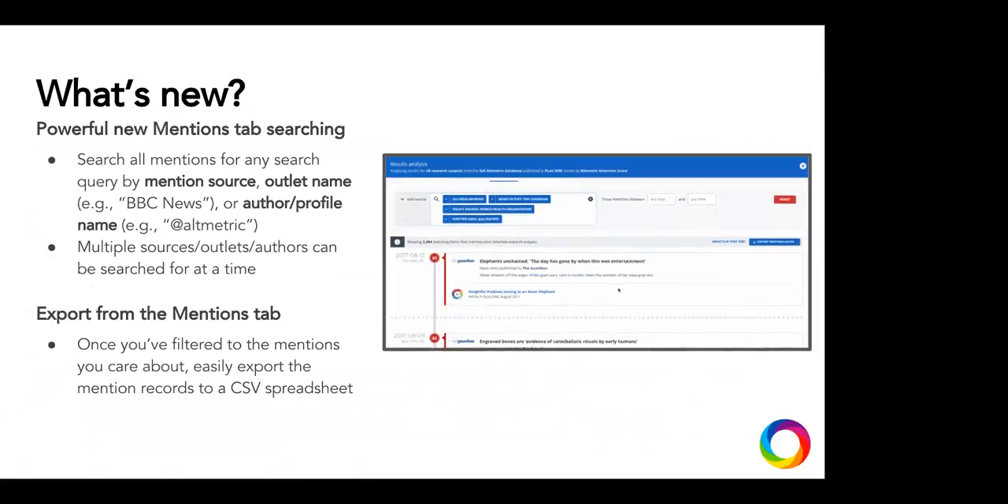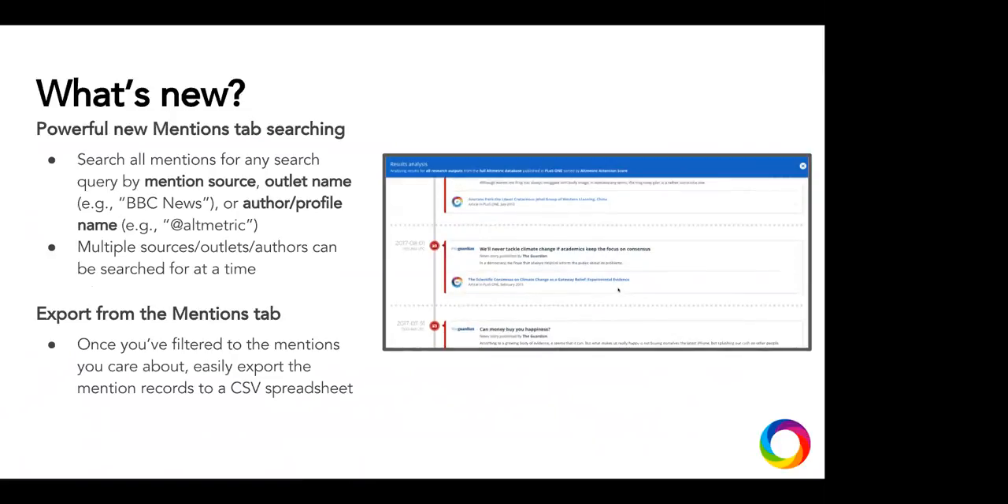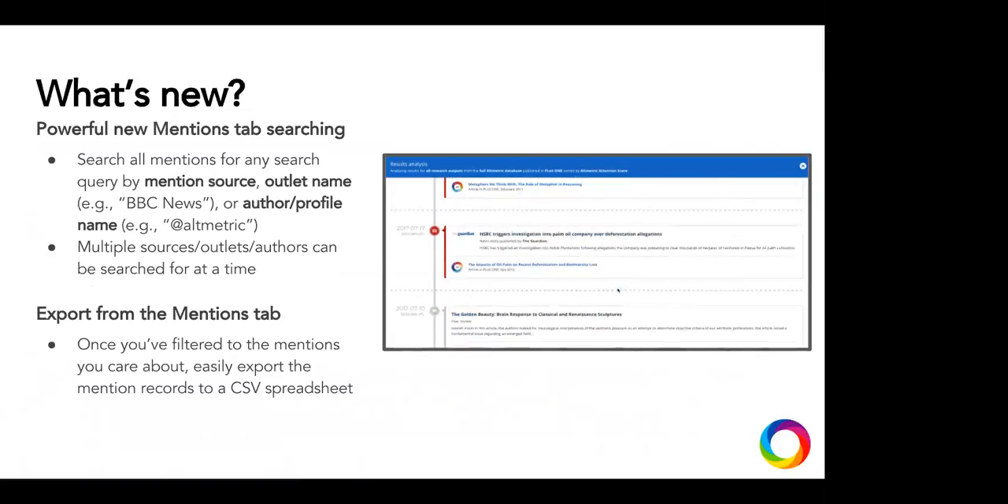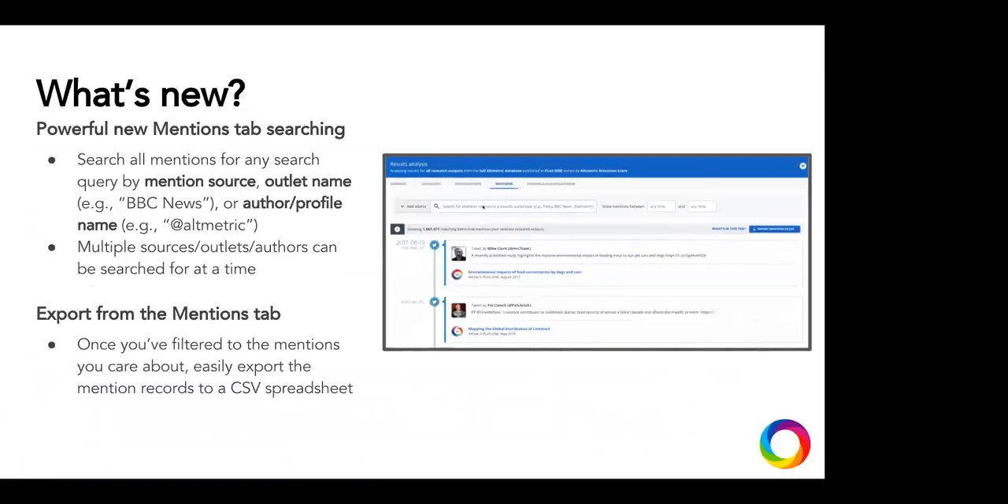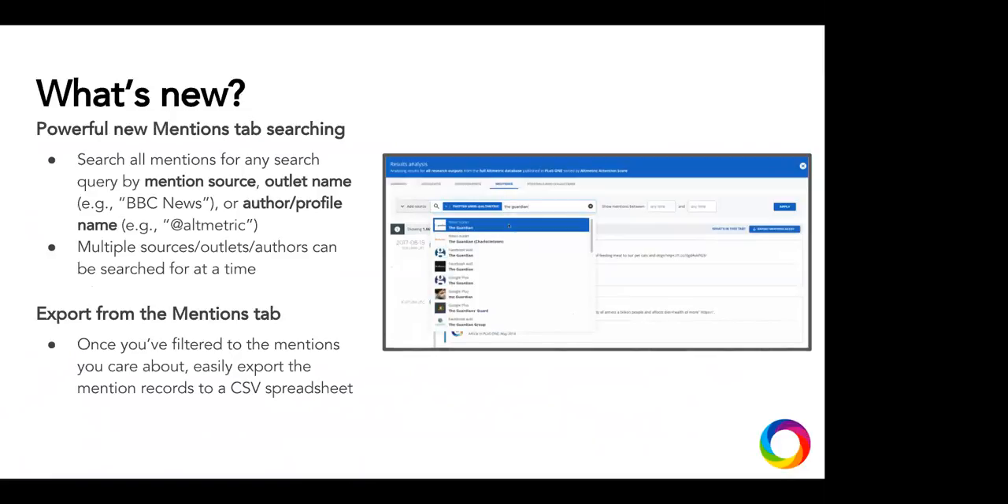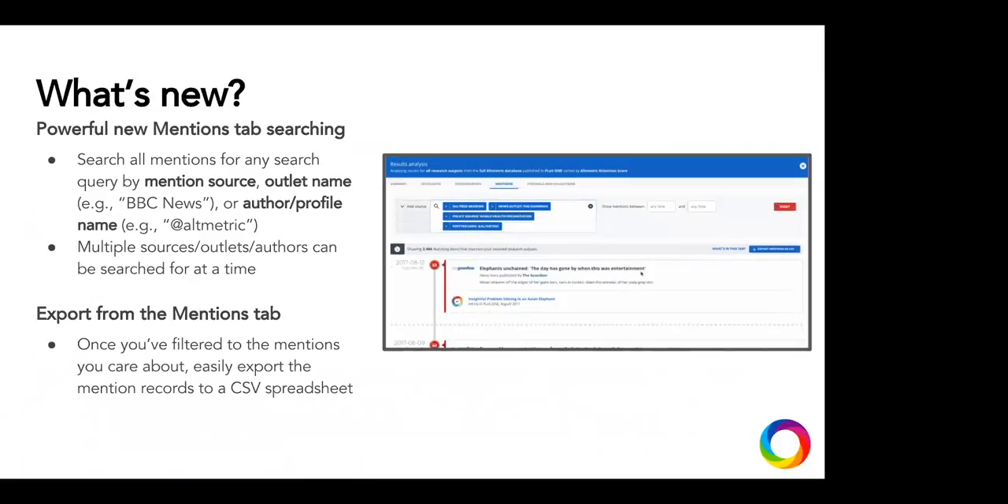And then once you've filtered to the mentions that you really care about, a really exciting new thing that we've added is the ability to export them. So for example, what you could do is just search for all of the policy mentions from your institution. Then you could export all of that data, do some CSV pivot table work, and easily see which policy sources are talking about our research the most, which ones aren't really so aware of it. And you can do that not just for your own publications, of course, but for everything in the Altmetric database.